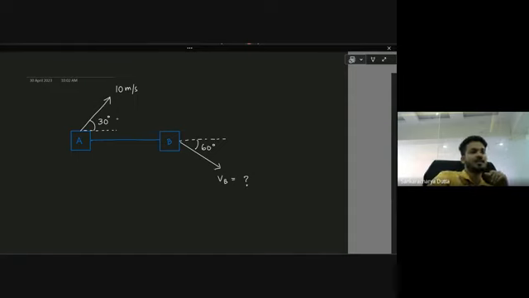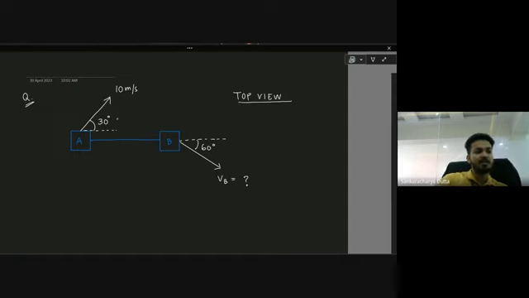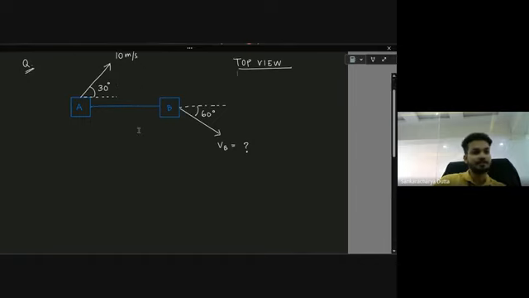Please find out the velocity VB. I hope everybody understood the question. There are two blocks kept on the table, and this is the top view. One of the blocks is moving with 10 meters per second at an angle of 30 degrees with the forward direction. Similarly, B is moving at an angle of 60 degrees to the forward direction with a certain velocity VB. Figure out how much VB is.